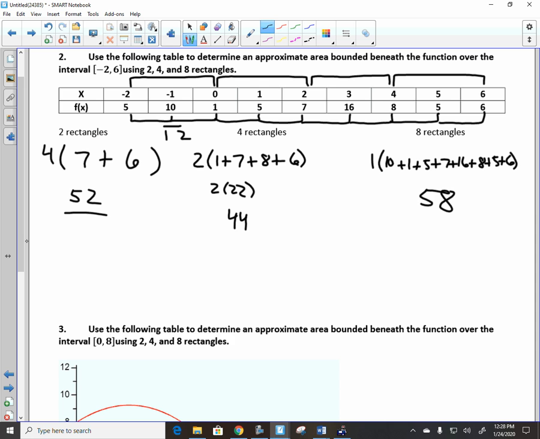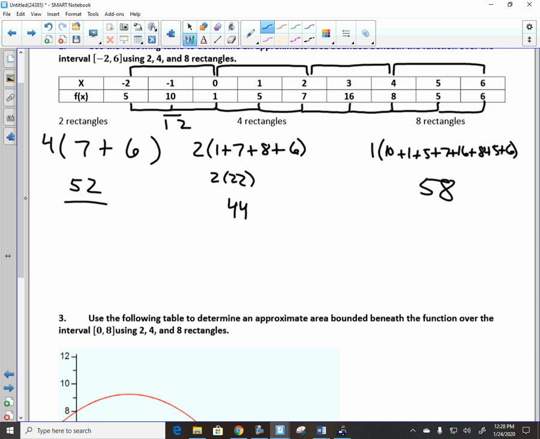Yeah, so really interesting question. So Maya sees it and she's pointing out, she kind of said, you know what, 2 rectangles gave us 52 and 4 rectangles give us 44. She was expecting this to probably be something like, say, 41 or something like that, right? Kind of hone in on a certain value. Well, if you look at it, it's a really crazy behaving function. Like it's at 5, then it goes up to 10, then it quickly drops to 1. Then it goes up to 5, up to 7, up to 16, down to 8. So functions that behave like a nice smooth curve, generally you're going to see that happen.